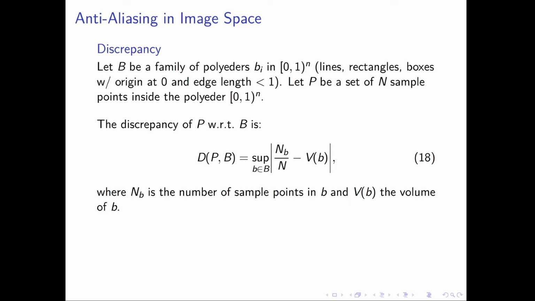And the discrepancy of P of this set of points with respect to the polyeder B is just this: the supremum over each element B in the family of polyeders, of the absolute value of the number of samples inside that polyeder over the number of samples in the set, minus the volume of the polyeder. And the volume is defined as an n-dimensional function, like in 2 dimensions, it would just be the area of the polyeder.